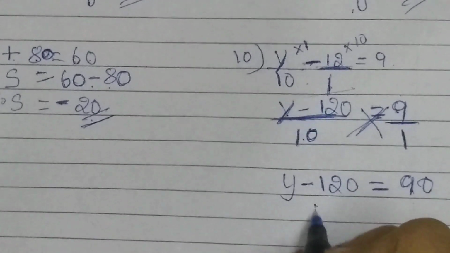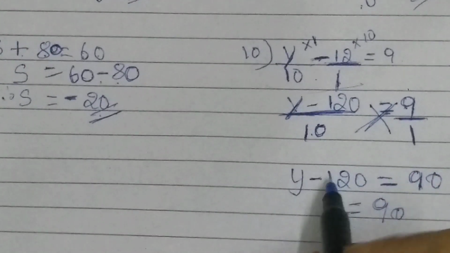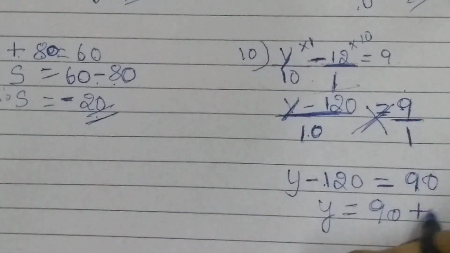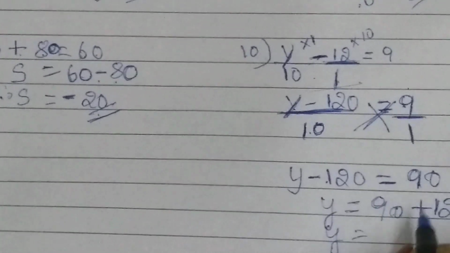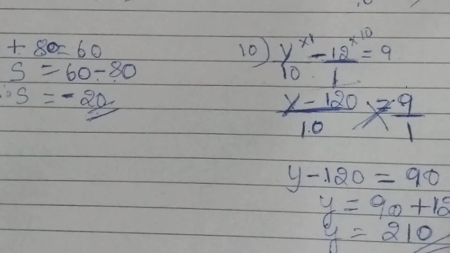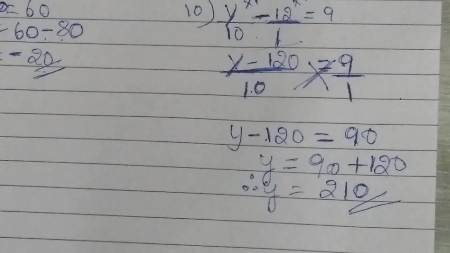Now we'll take the variable here, y is equals to 90. We'll bring this down, 90. This minus 120, if it comes here, it will become plus 120. So y is equals to 120 plus 90 is how much? 210, no? Therefore your answer is 210. Therefore y is equals to 210.